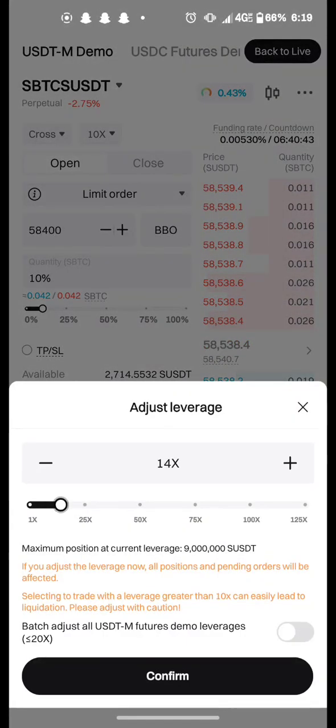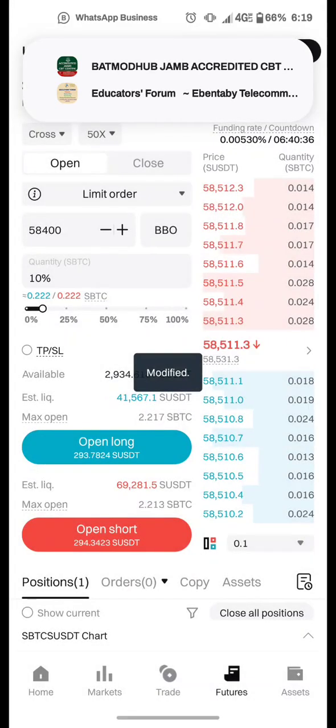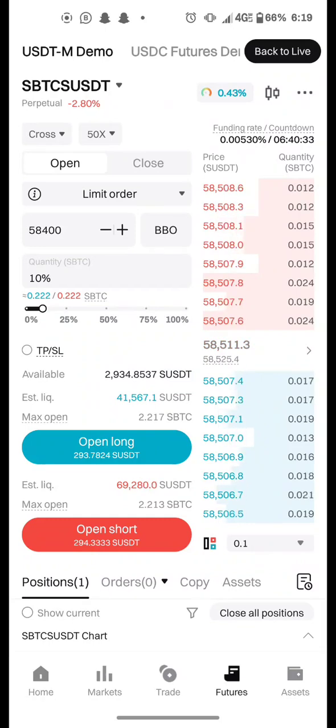Can you see? Let me increase it to 30x, or let me say 50x. So I want you to buy when it gets to 5,400. So you check your margin. This is the margin. Check your margin. So you get that now. That's your margin. Then you check your, what's it called? Your leverage. Do you get that now? Then we can now move.